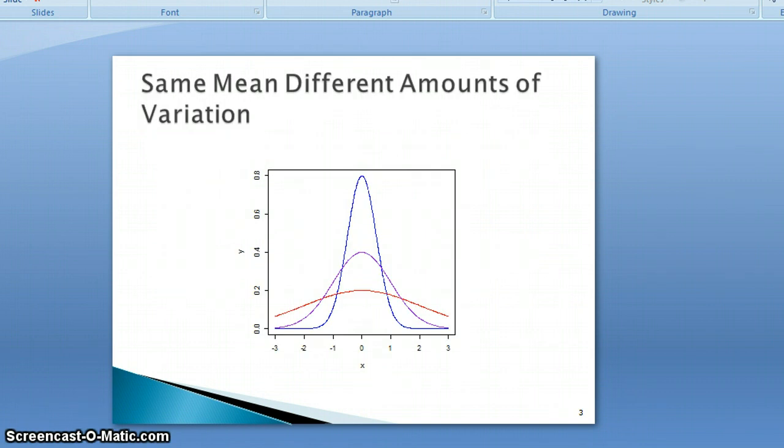For example, we have here 3 different data sets. They have the same center, that all are centered around the value of 0, but they have different amounts of variability. That's why it's important to report not only the center, but a measure of variability.